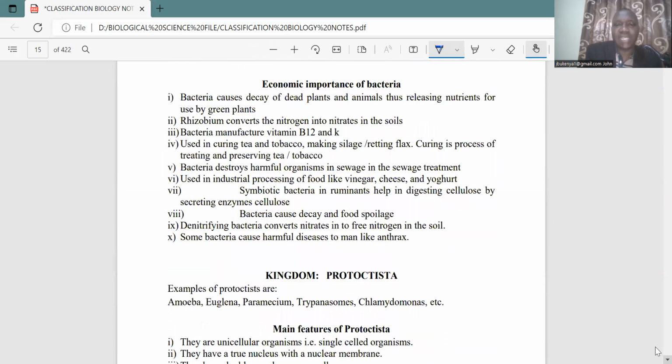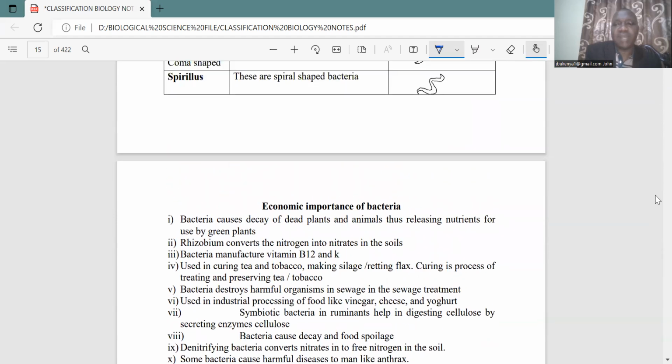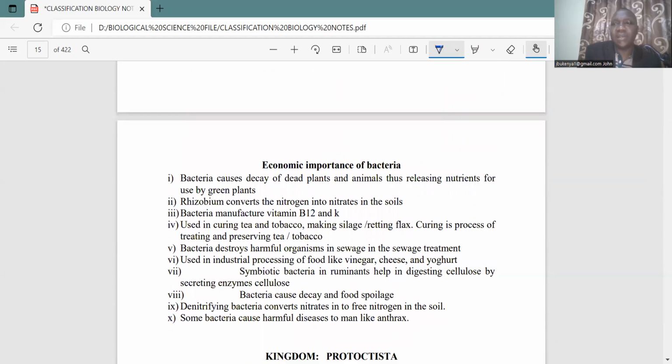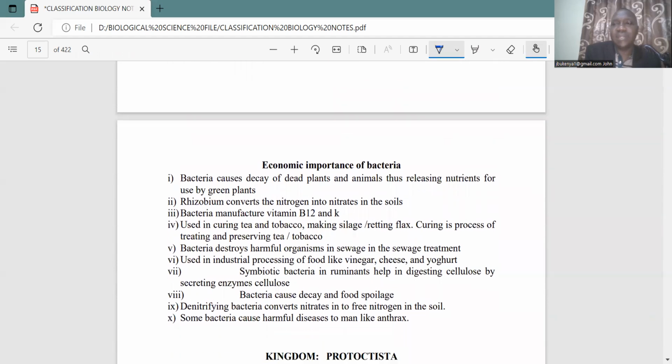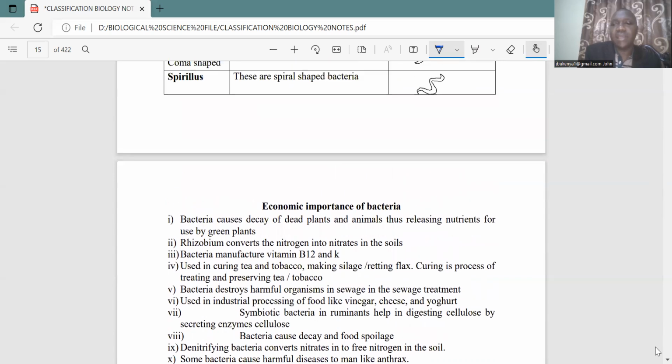Economic importance of bacteria. Read about them. When we say economic importance, we mean both the uses and the harms or the disadvantages. For example, bacteria cause decay of dead plants and animals. Now that one is a positive importance, not a negative importance.